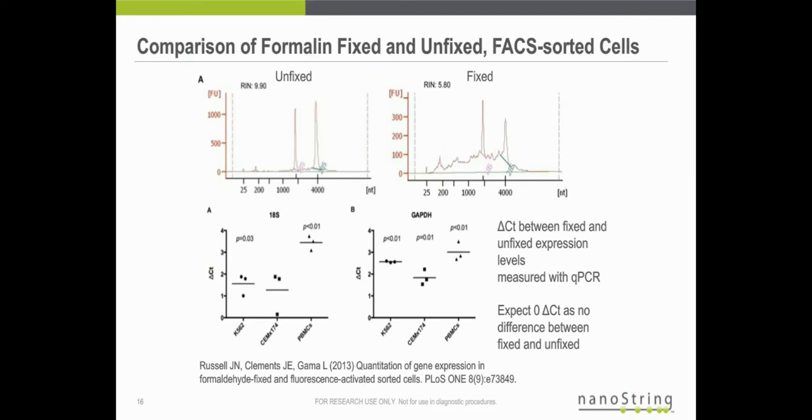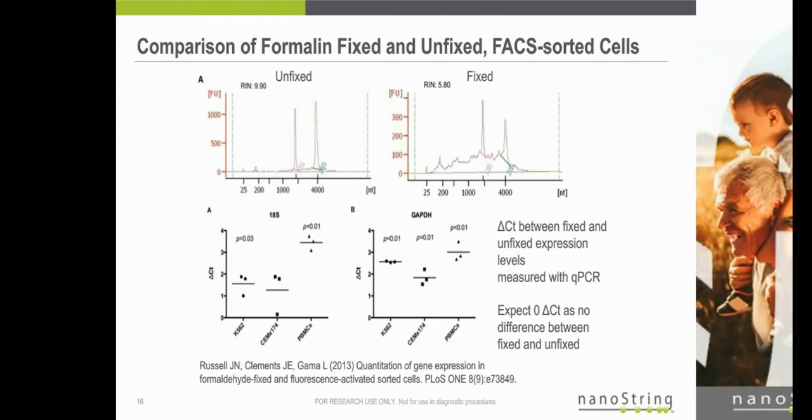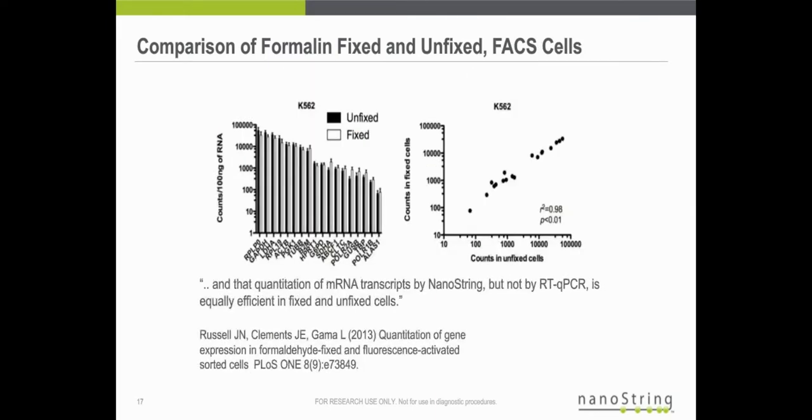Now, these figures show the NanoString results, and you can see firstly that they've multiplexed several genes. And on the left, you see the actual data counts for each gene compared between the fixed and unfixed cells with minimal differences. And on the right, you can see that there's a correspondingly high correlation between counts. And the authors concluded in this study that NanoString, but not qPCR, proved equally efficient in profiling those fixed and unfixed samples.